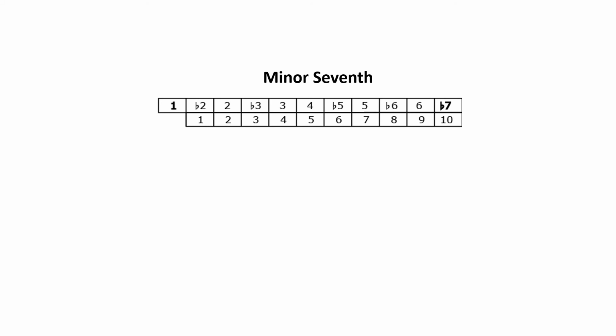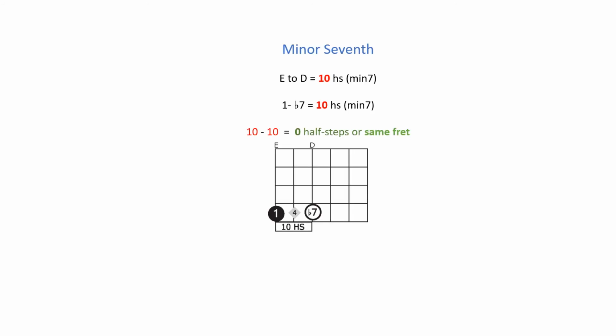Let's move on to the E to D string set. As you can see, if we add 5 half steps from E to A and 5 half steps from A to D, we get 10 half steps. We call this interval a minor seventh. Anytime an interval's half steps is the same as the half steps between the open notes, then the interval is located on the same fret as the root. This explains why the 1 to 4 on the E to A string set and 1 to flat 7 on the E to D string set are on the same fret.